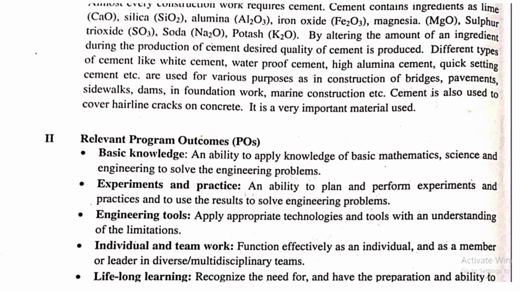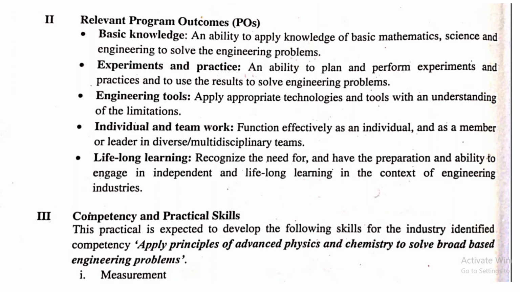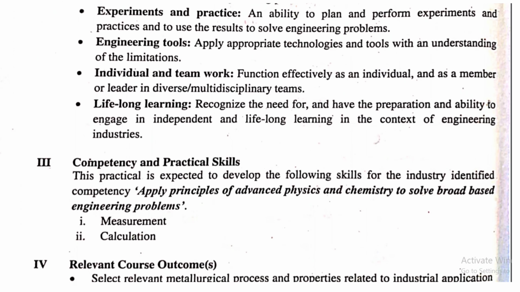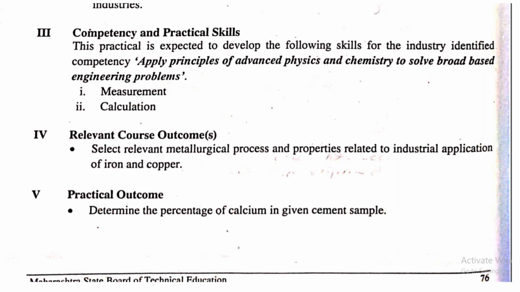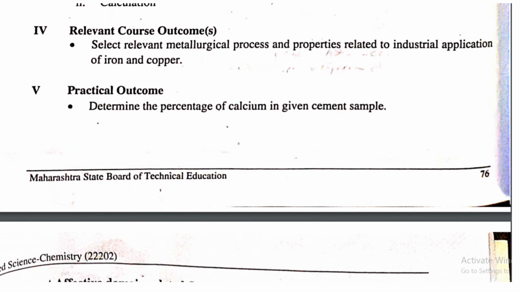The relevant program outcomes are basic knowledge, experiment and practice, engineering tools, individual and teamwork, lifelong learning. The course outcome is to select relevant metallurgical processes and properties related to industrial application of iron and copper. The practical outcome is to determine the percentage of calcium in a given cement sample.